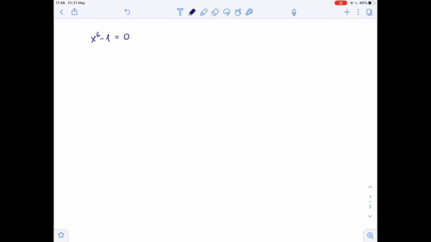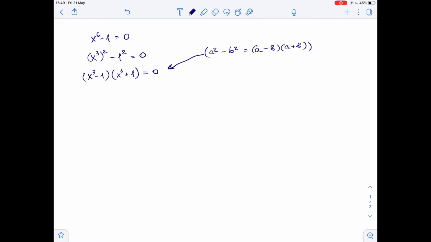First of all, we can rewrite it as x cubed to the 2nd power minus 1 squared is equal to 0. We see that this is the difference of squares, so we can represent it as x cubed minus 1 times x cubed plus 1, and again this is equal to 0. The formula which we just used is a squared minus b squared is equal to a minus b times a plus b. This is the formula which we have just used here.